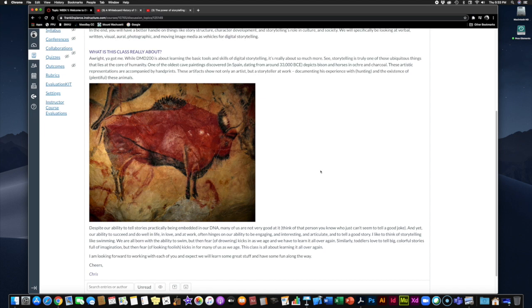Maybe they were out hunting. And of course the existence of these animals as well as how plentiful they were. There's a ton of them. So what's the story being told here, right? That there's a bunch of bison out there, there's a bunch of horses.